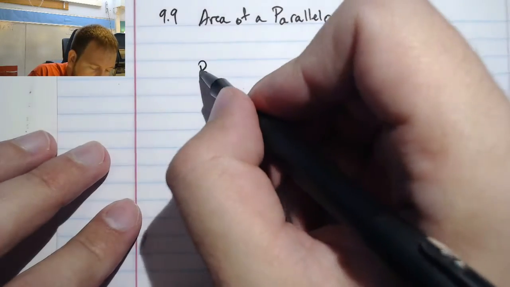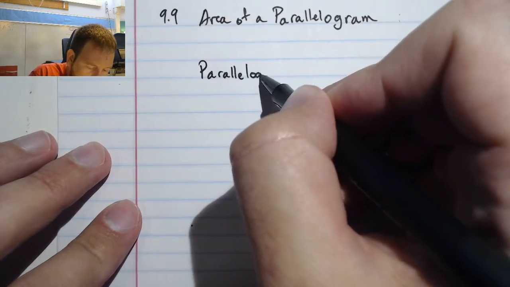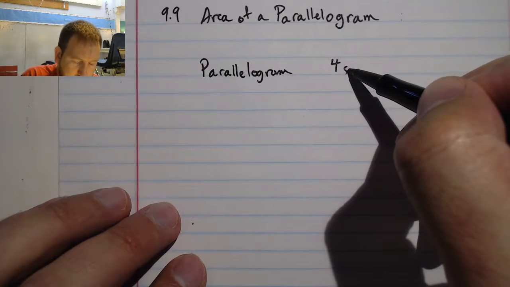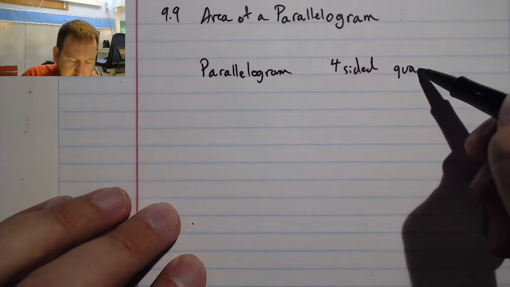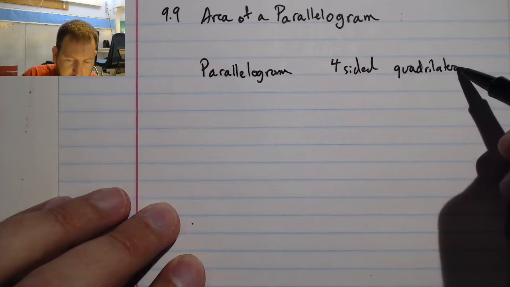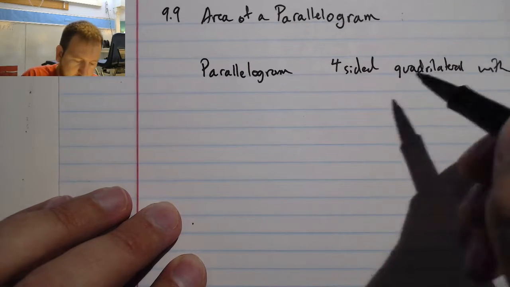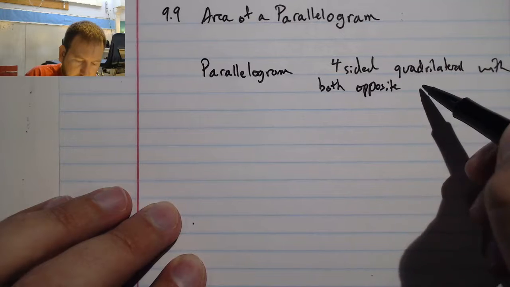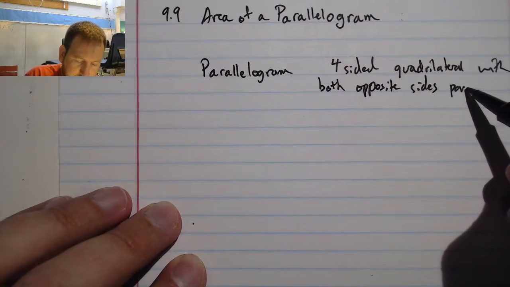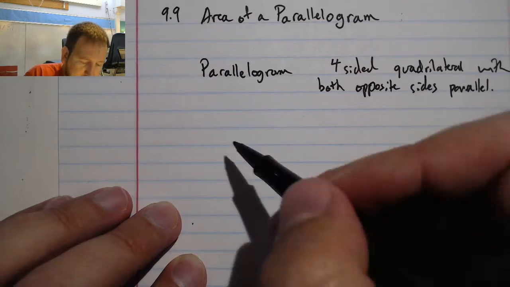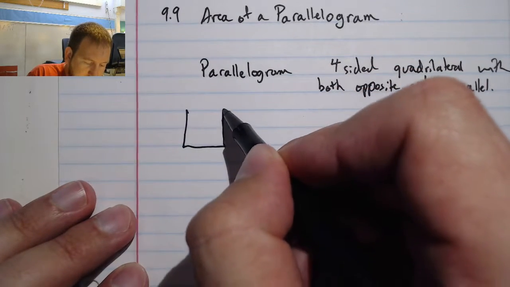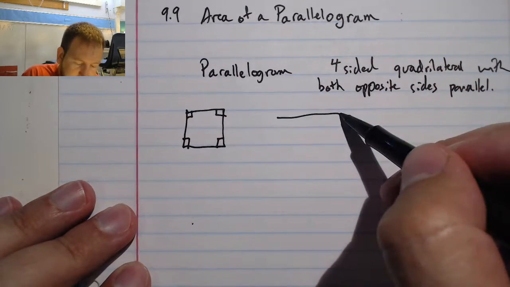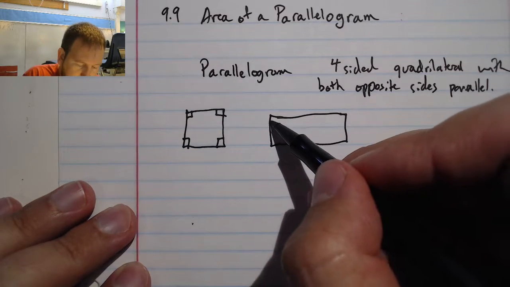Recall that a parallelogram is just a four-sided quadrilateral with both opposite sides parallel. So for example, I could write square. Square is a parallelogram. The rectangle, also a parallelogram.